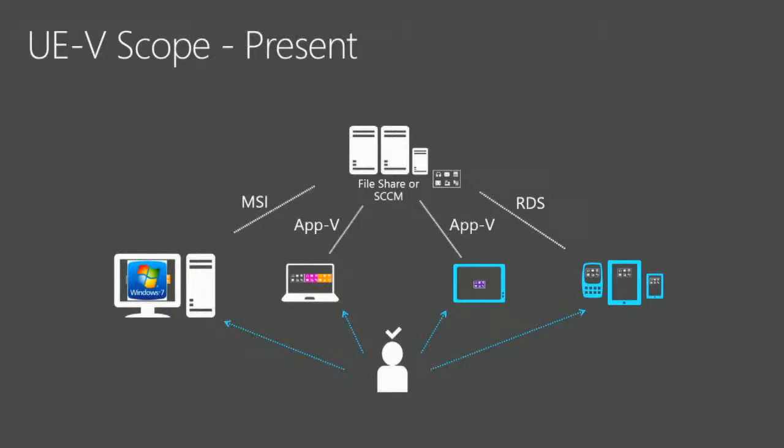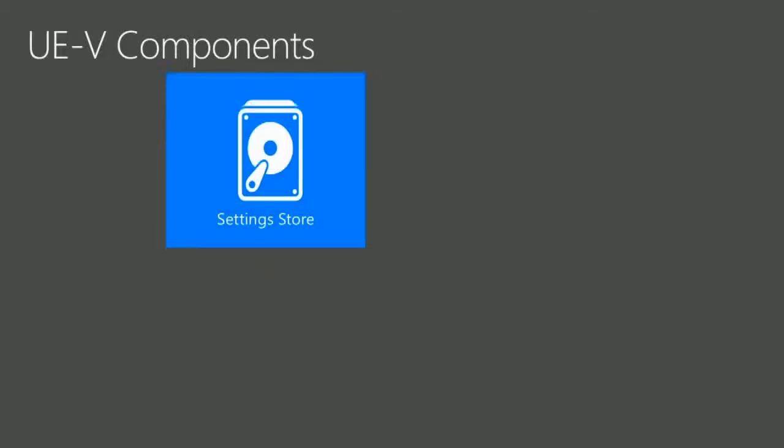Imagine you're using Windows 7 on a desktop, on a laptop, you migrate to Windows 8, or you're using tablets, mobile devices by using RDS. The look and feel for the end user will be exactly the same. That's the whole point about UEV. UEV itself has 4 components. The first one, the file share location, is called the setting store. So how does it work?